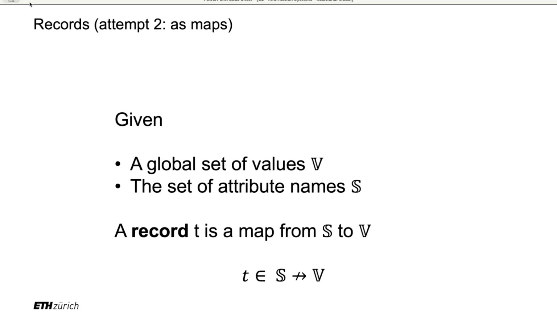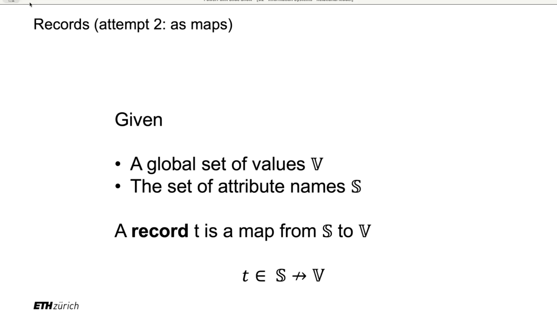So we need a set of values. These are all possible values you can have. Let's take atomic values just for simplicity and for the atomic integrity. And let's take the set of all possible attributes, the set of all strings. So a record is a map from the set of strings to the set of values. Remember, a map is a partial function. So it means that it maps some strings, the attributes, to some values.